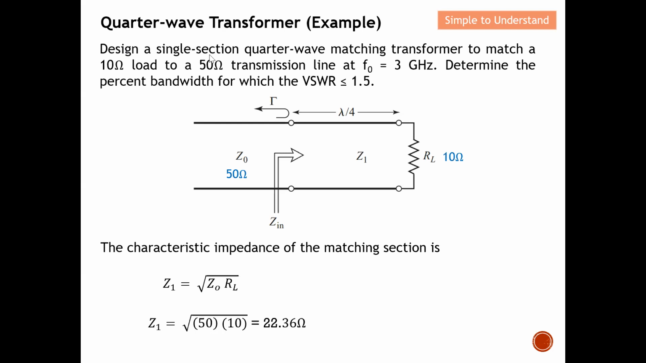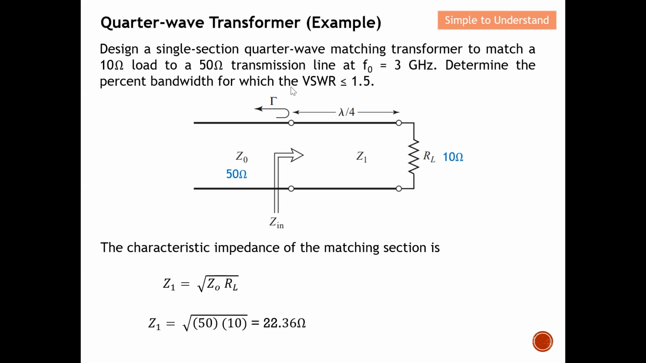Design a single section quarter wave matching transformer to match a 10 ohm load to a 50 ohm transmission line. Basically this will be the 10 ohm load to a 50 ohm transmission line, and this will be the impedance transformer sitting in between the load and the transmission line, as I mentioned earlier. I need to match them at 3 gigahertz, and determine the percentage of bandwidth for which the VSWR is less than or equal to 1.5. This is my question.